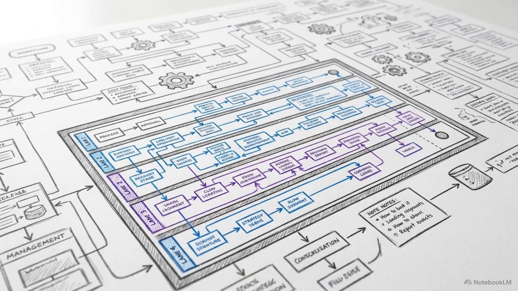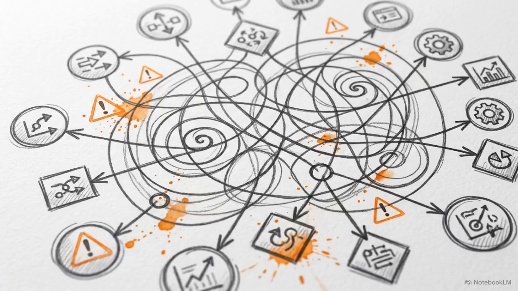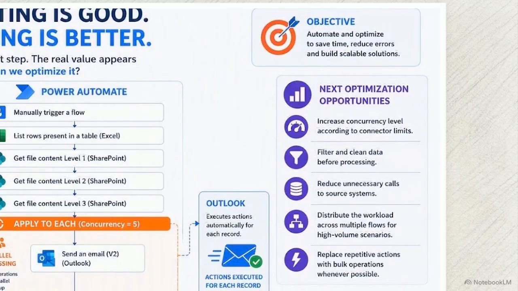Fixing a major bottleneck like this changes how you look at the rest of the system. You start to see other, smaller inefficiencies. This sidebar lists several advanced tactics, starting with filtering and cleaning your data before it ever enters the main loop.